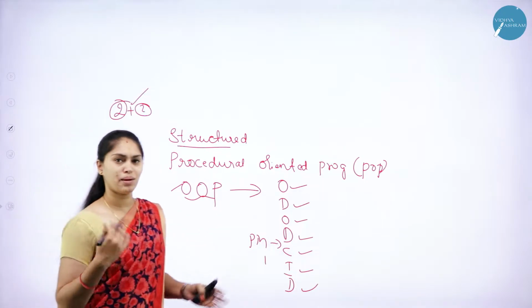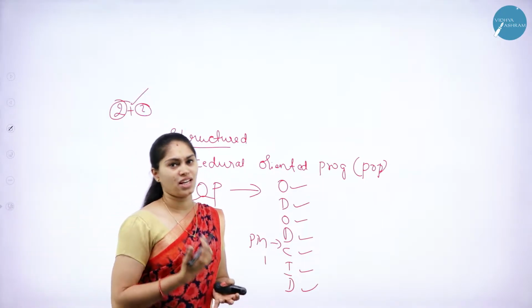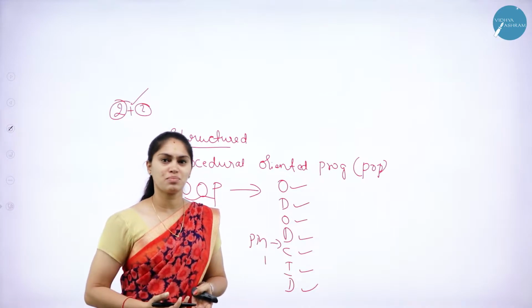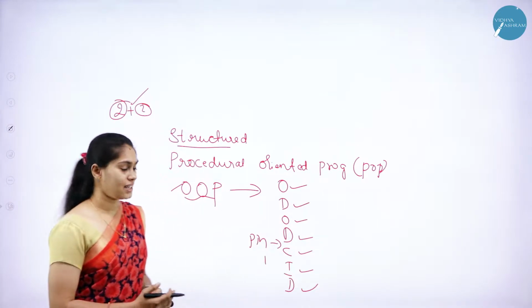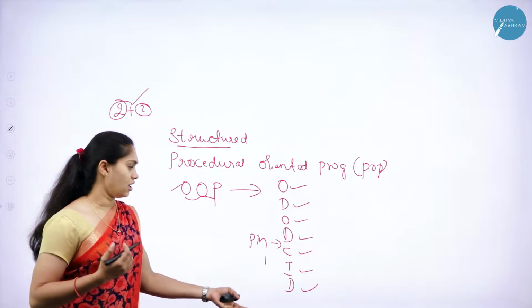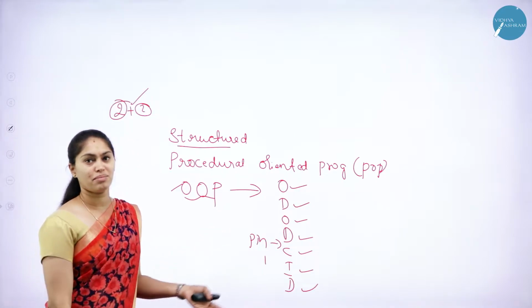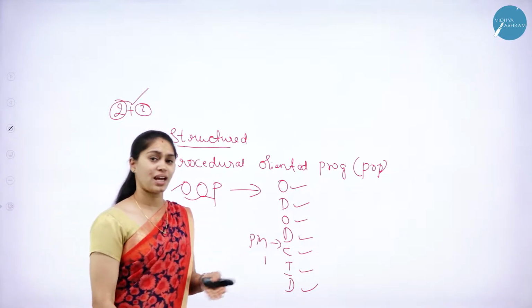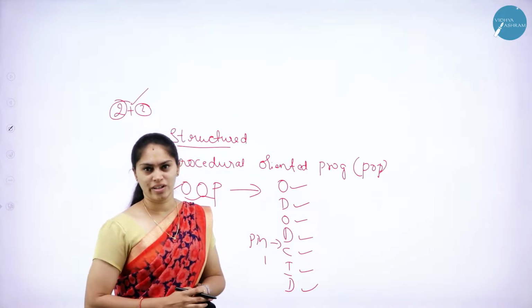You can expect questions like: what is an object, what is data encapsulation, what is abstraction, what is data hiding, what is inheritance, what is a class, what is polymorphism, what is message passing. These kinds of questions can surely be asked for 1 mark questions.